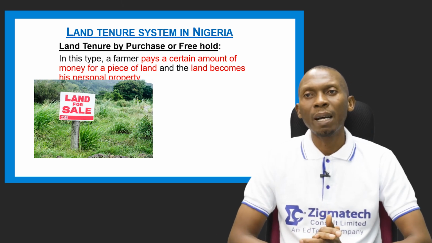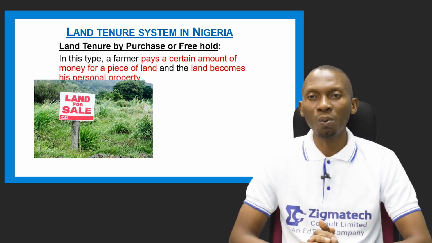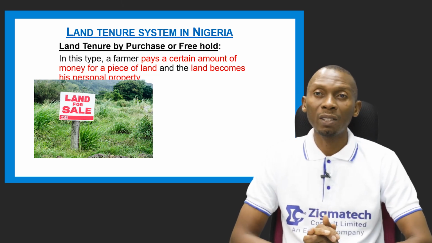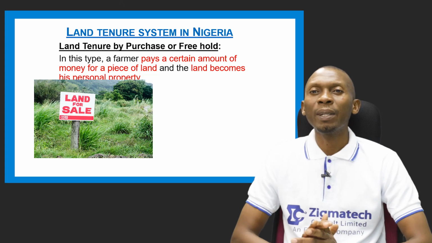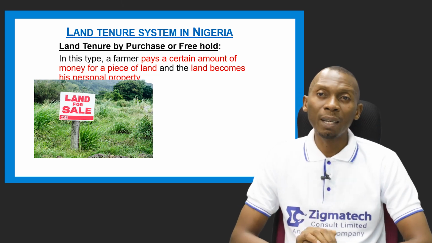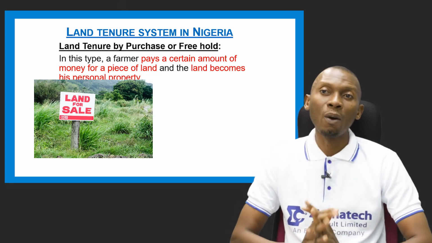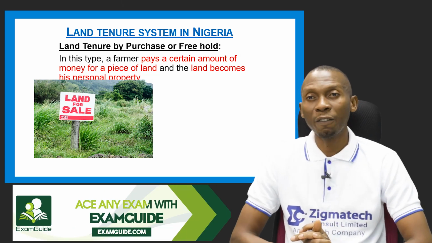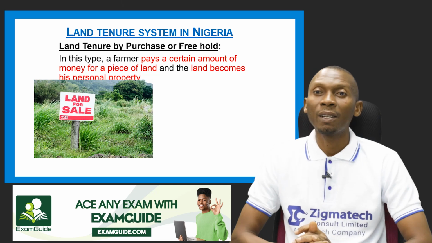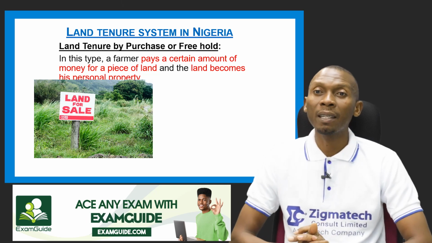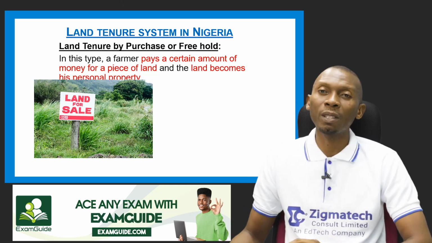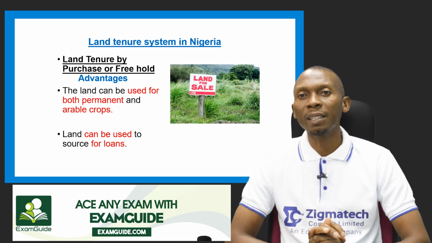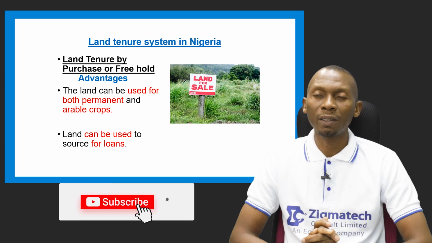Land tenure by purchase or freehold. Now, this is another individual land tenure system in Nigeria. In this type, the farmer pays a certain amount of money for a piece of land, and once he pays this money, the land becomes his property. So it's different from rent or leasehold. In this case, he pays money and the land becomes his property. It has its advantages and it also has its disadvantages.